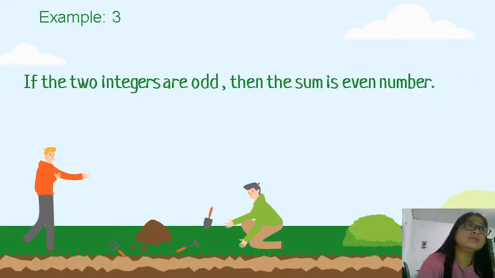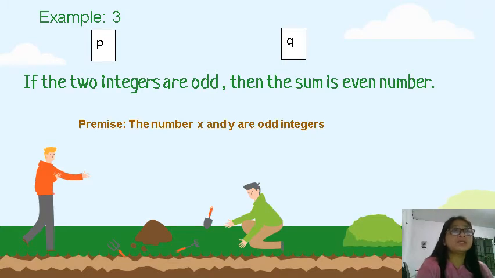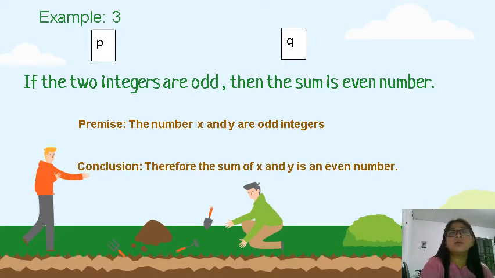Example number 3. If two integers are odd, then the sum is an even number. Our P here is the two integers are odd, and the Q is the sum is an even number. Again, the premise is the numbers x and y are odd integers. And then the conclusion: therefore, the sum of x and y is an even number.